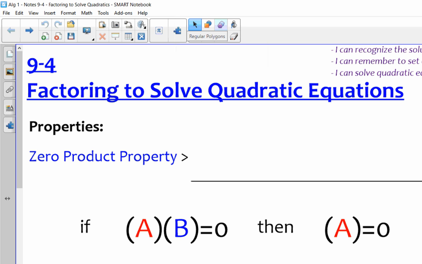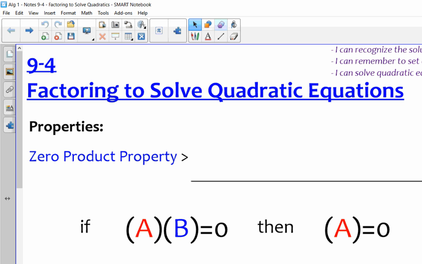Okay, everybody, this is chapter 9, section 4. We're factoring to solve. So kind of a next step after section 3 that we did earlier. So we're going to hopefully remember some of that stuff we did and move on from there.